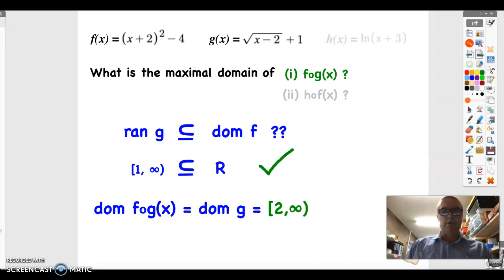So just to summarise, we looked at f and g, we looked at the range of g, the domain of f, considered whether the condition was satisfied, that the range of g is a subset of the domain of f, and we were able to find the domain of the composite function.